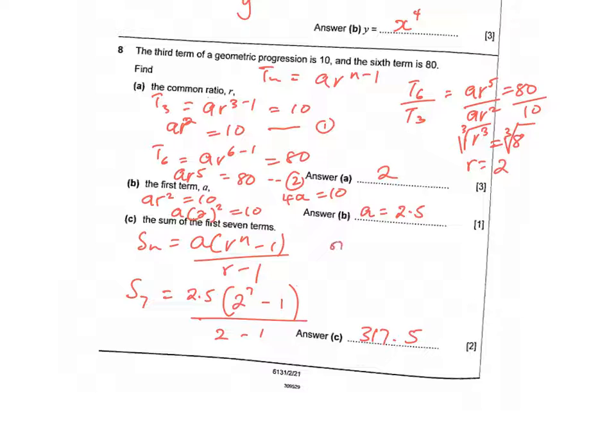Or if you forgot the formula, you can as well do it this way. Remember, the first term is 2.5. Remember the common ratio is what? The common ratio is 2. You keep multiplying by 2. That means times 2, the next one is 5. Times 2 is 10. Times 2 is 20. Times 2 is 40. Times 2 is 80. Times 2 is 160. Like that. Then you have 1, 2, 3, 4, 5, 6, 7. These are your 7 terms. Then you add them. They should give you the same answer also. Next question.